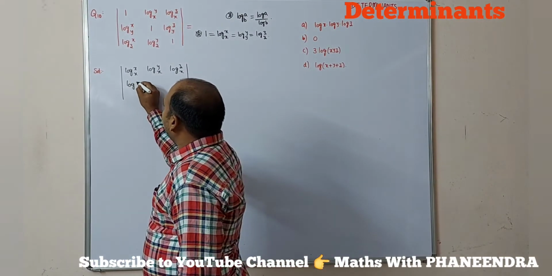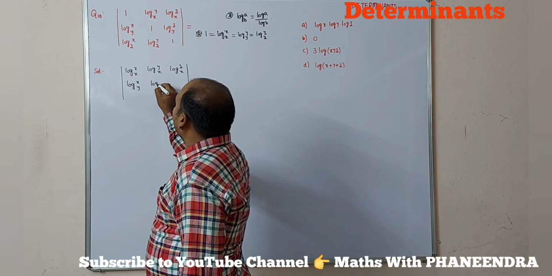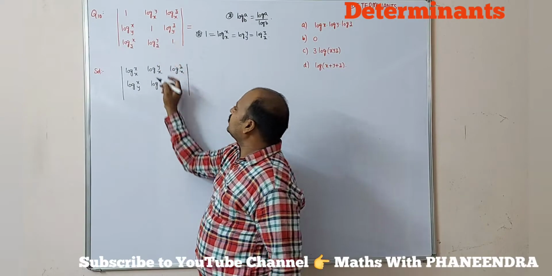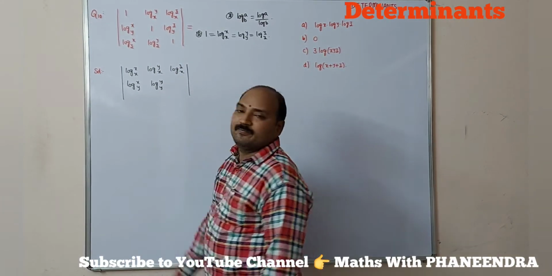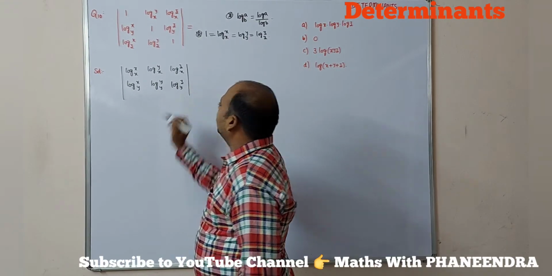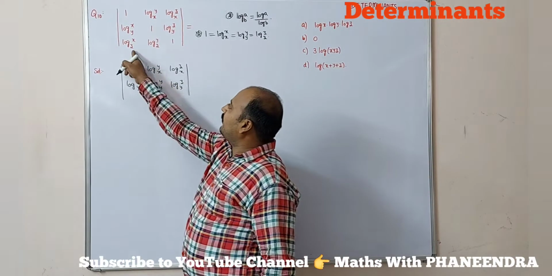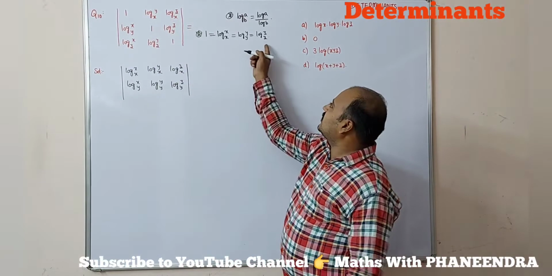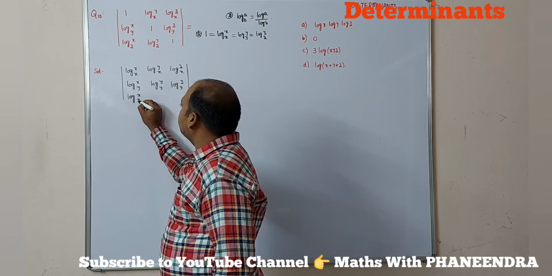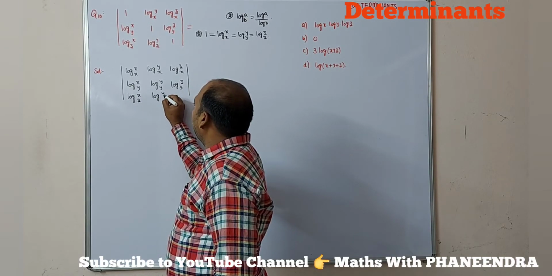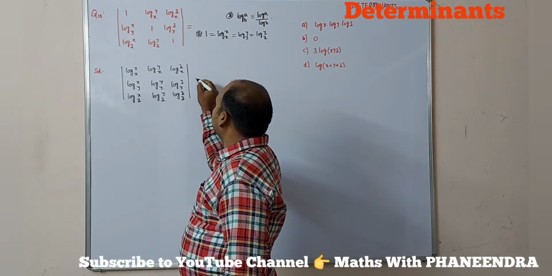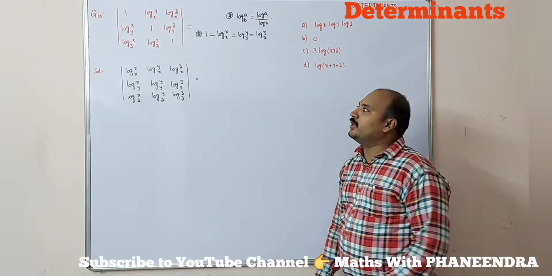Next, log x to the base y. In the second row, the base is y, so 1 can be written as log y to the base y, and log z to the base y. In the third row, the base is z, so 1 can be written as log z to the base z. So log x to the base z, log y to the base z, log z to the base z.